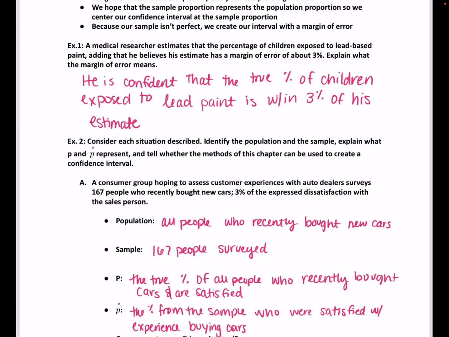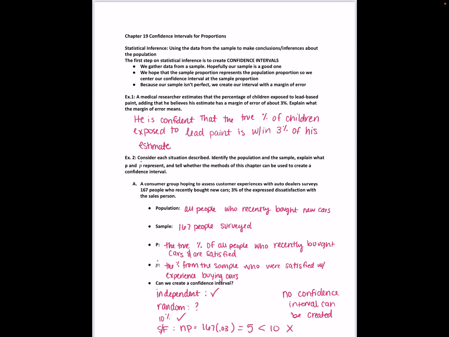So consider each situation described, identify the population and the sample, explain what P and P hat represent, and tell whether the methods of this chapter can be used to create a confidence interval. So we had done that one. So here's part B.